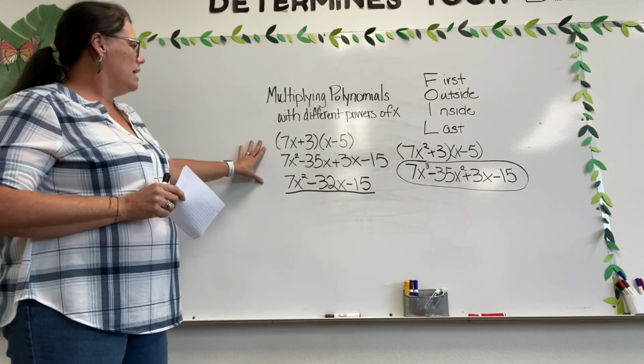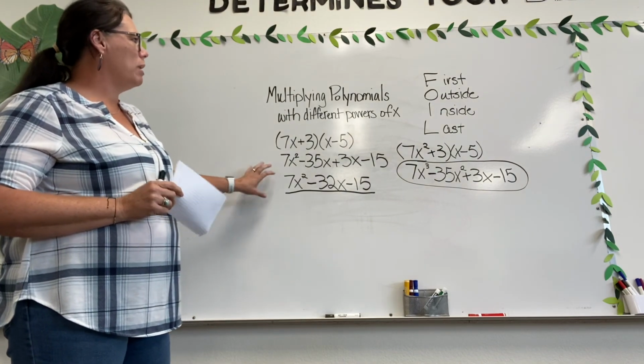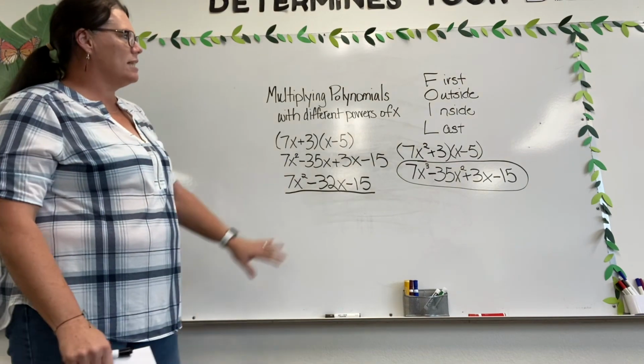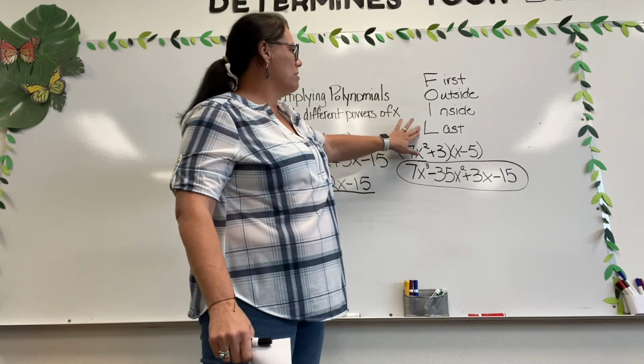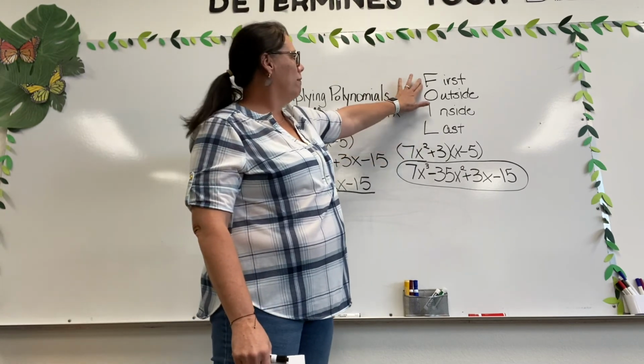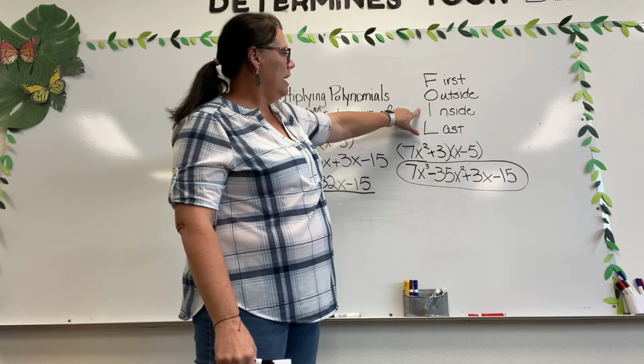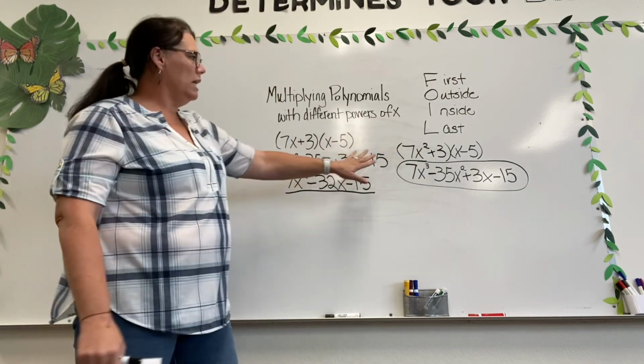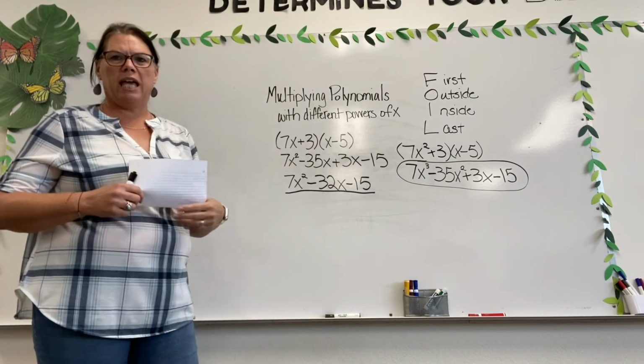So this is how you multiply polynomials with different powers of x's. And if you can remember how to do the FOIL method, first, outside, inside, last, then you will be able to do any kind of these multiplication questions.